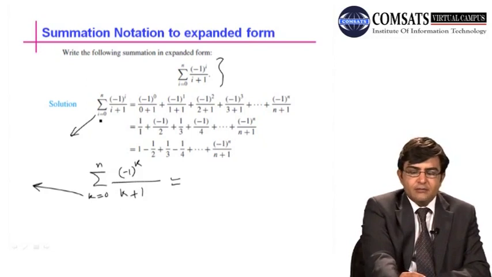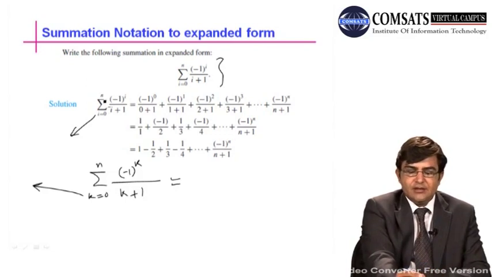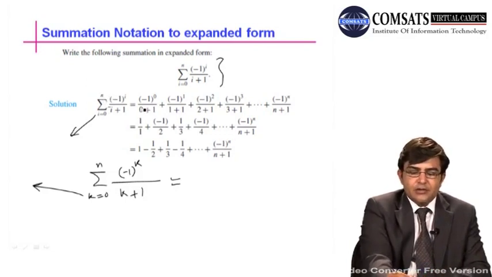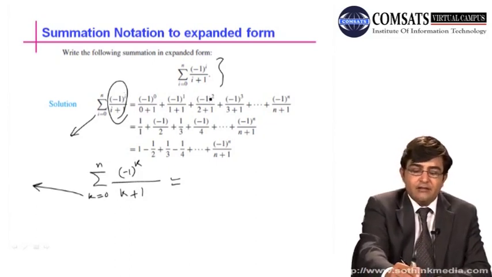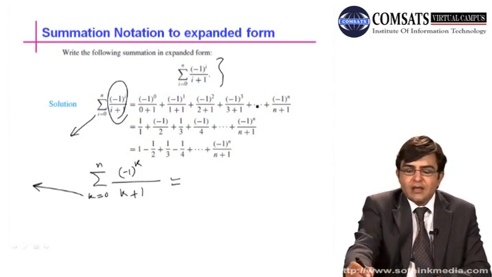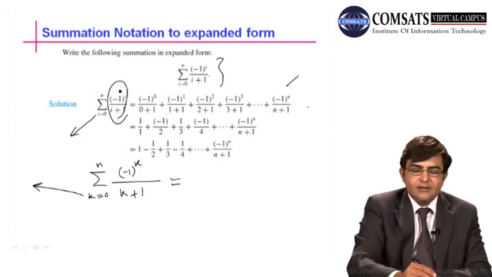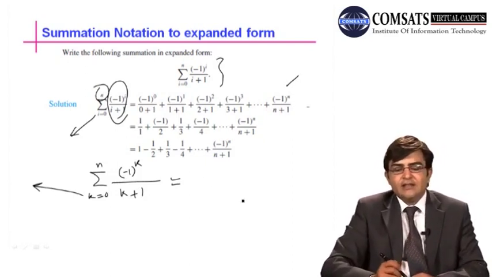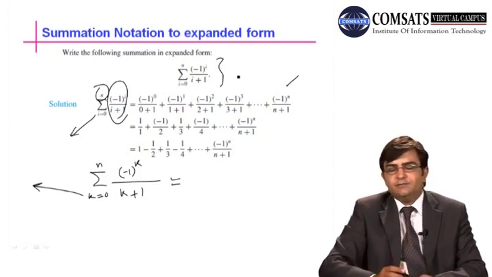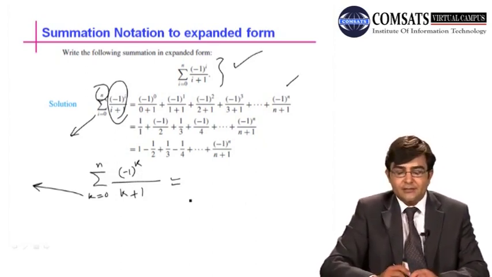Here i from 0 to n means i can take the values from 0 to n. n is any arbitrary integer, you can say. So first we put i is equal to 0 everywhere in this term, plus i is equal to 1 everywhere in this term, plus i is equal to 2 everywhere in this term, plus so on. At the end, the upper limit, we replace i by n everywhere. So this is basically the expanded form of this expression of summation notation.